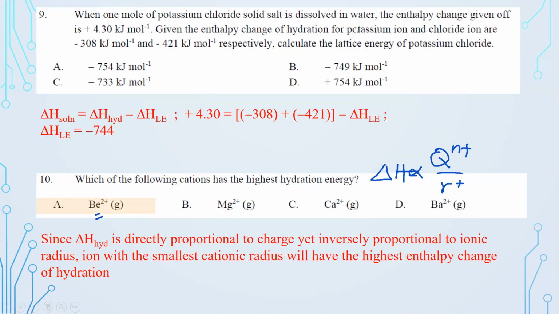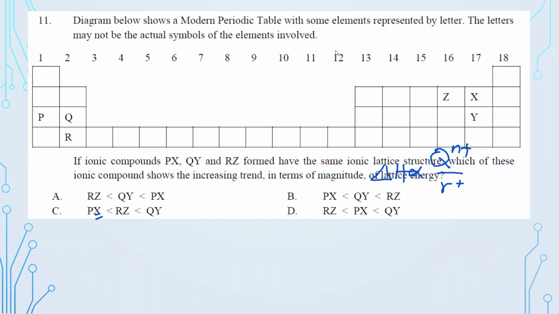So with that analysis, let's move on to number 11. The diagram below shows a modern periodic table with some elements represented by letters. The letters may not be the actual symbols. If the ionic compounds PX, QY, RZ formed have the same ionic lattice structure, which of the following shows the increasing trend in terms of magnitude of the lattice energy? Okay, so we are looking from the smallest lattice energy to the greatest lattice energy.